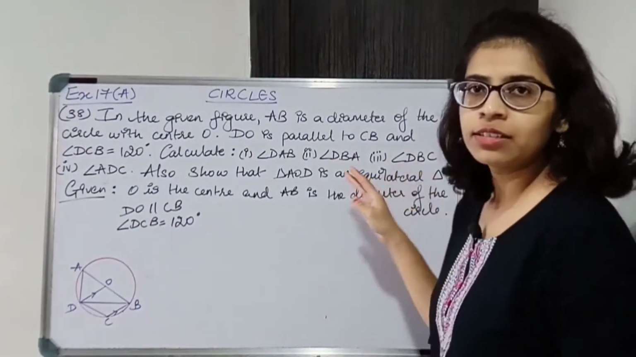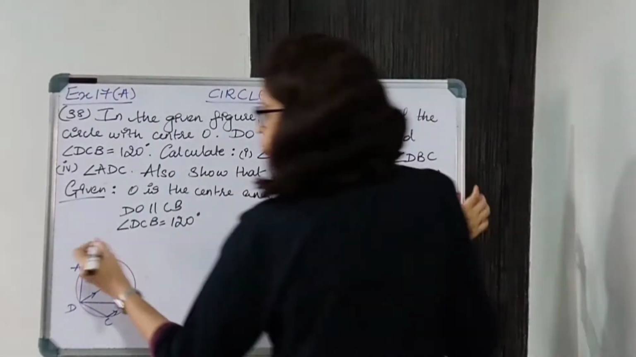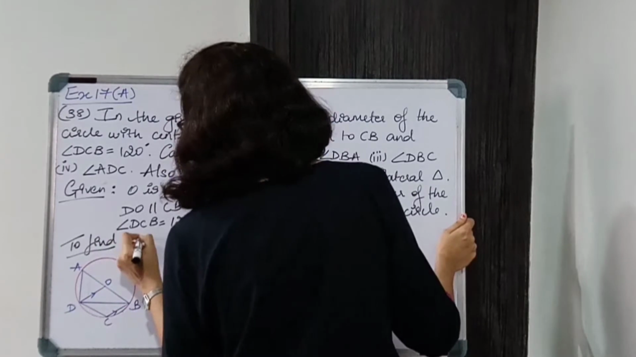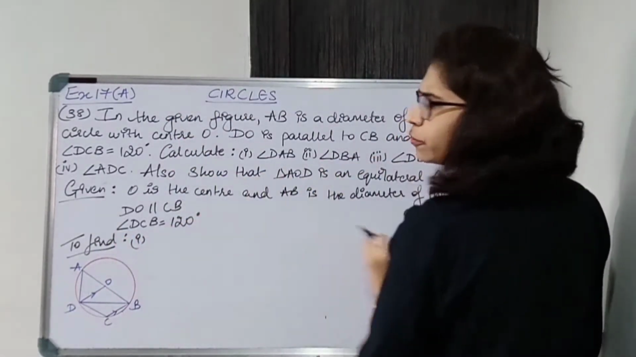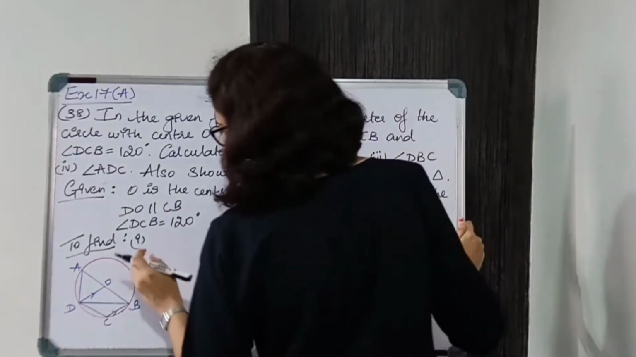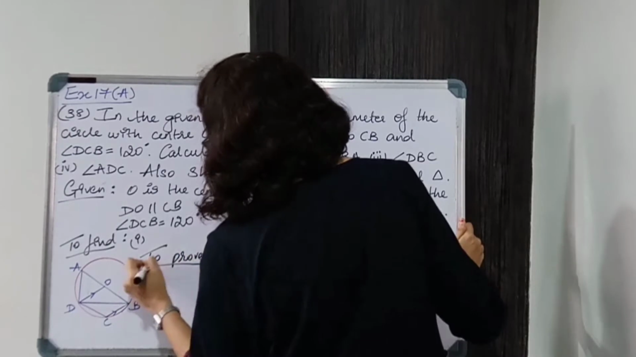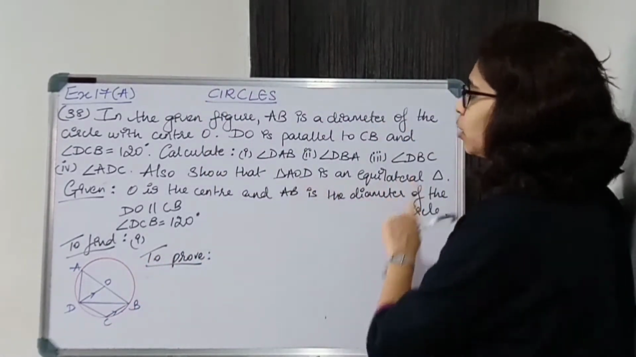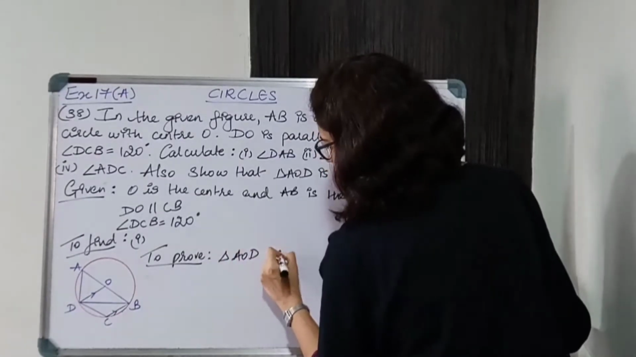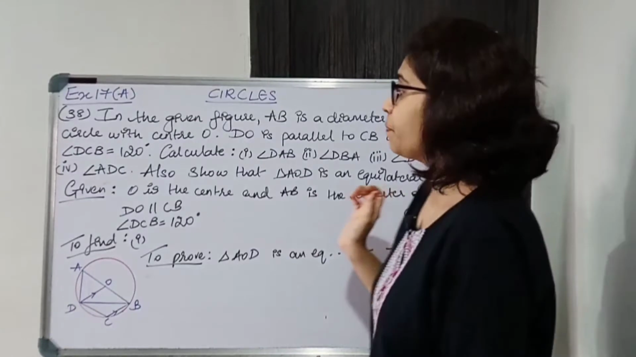Now to find part, there are four things that we have to find and one thing that we have to prove. So to find, write down all the four things. Okay, I'm not writing them down, you have to write everything. And to prove, that comes after. We have to prove triangle AOD is an equilateral triangle. You have to write that down.